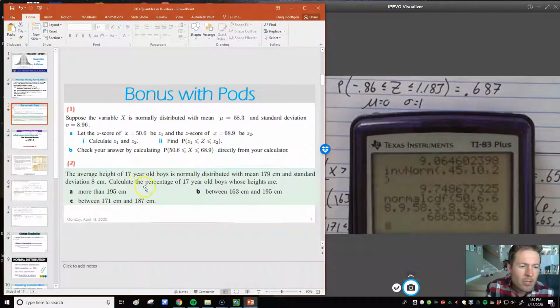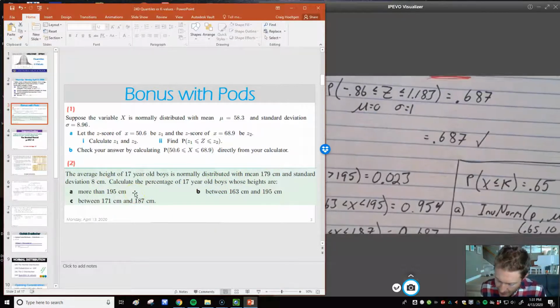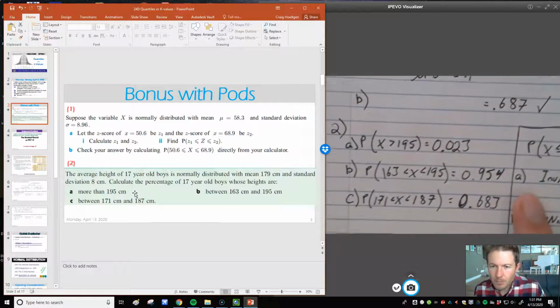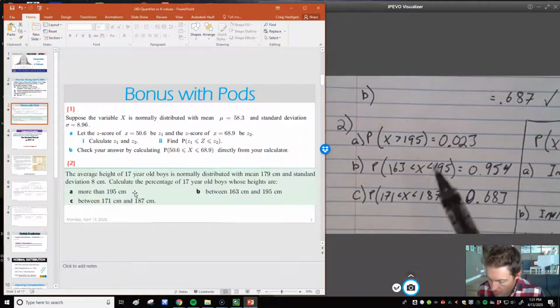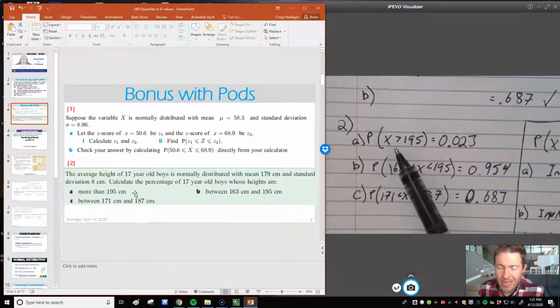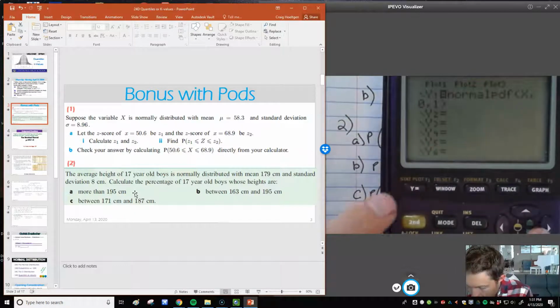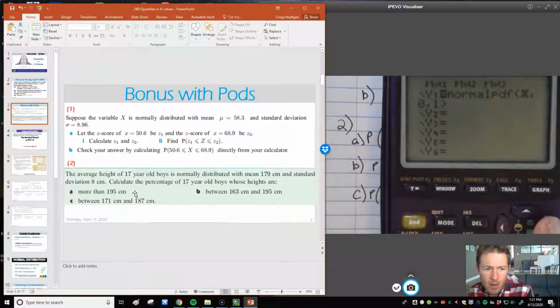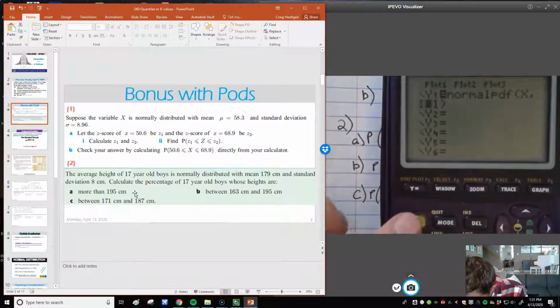All right, question 2. The average height of 17-year-old boys is normally distributed with a mean and a standard deviation. Calculate the percentage for these various ones. All right, more than 195. So more than 195 for this distribution. Now there's a handful of ways you can set this up. I can go back to our graph here, and for our mean I can put in a mean of 179, and set our standard deviation as 8.